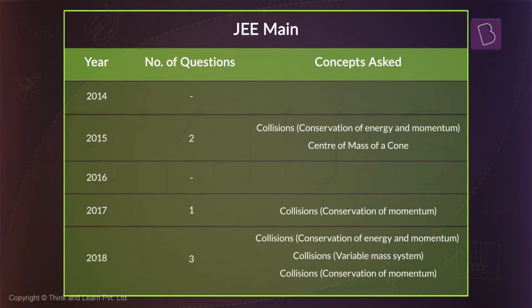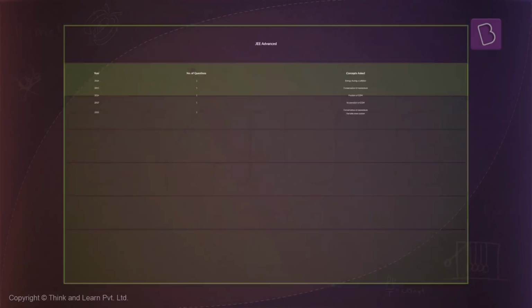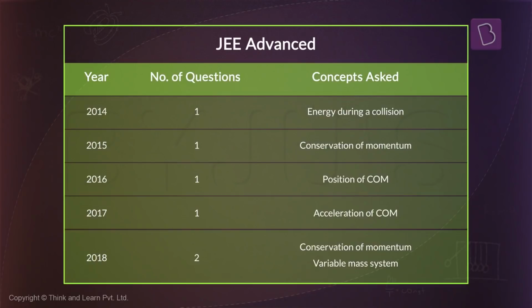So let's begin. So let's come to the analysis in terms of number of questions. Now, we find that on average in JEE Main, there's generally about one question from these chapters and these topics. But last year in 2018, there were actually 3 questions from collisions in JEE Main. And again, in JEE Advanced, if you look at the last 5 years, on average, we get about 1 question per year amongst these topics.